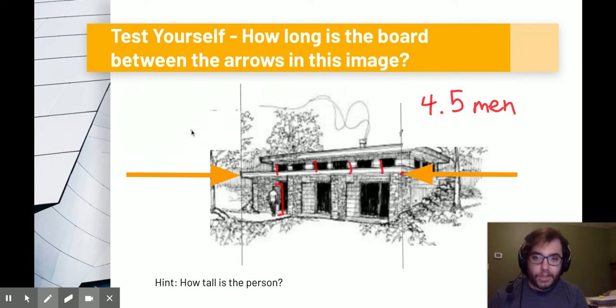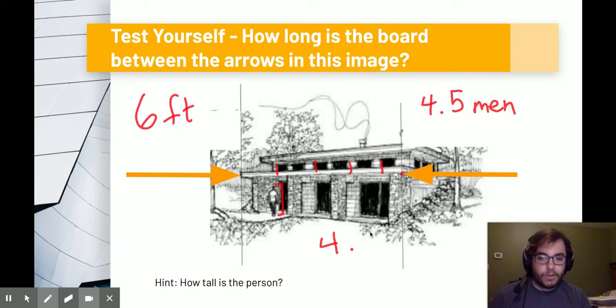Now, we need to figure out how tall this person is. So, most men in the US at least average about 5'9". That's just a general rule of thumb. But for my sake, I'm going to say he's about 6 feet tall because that's a nice even number. So if we want to figure out how many men fit into this, all we've got to do is multiply these two numbers together, and we would get 27 feet would be the length of that board.